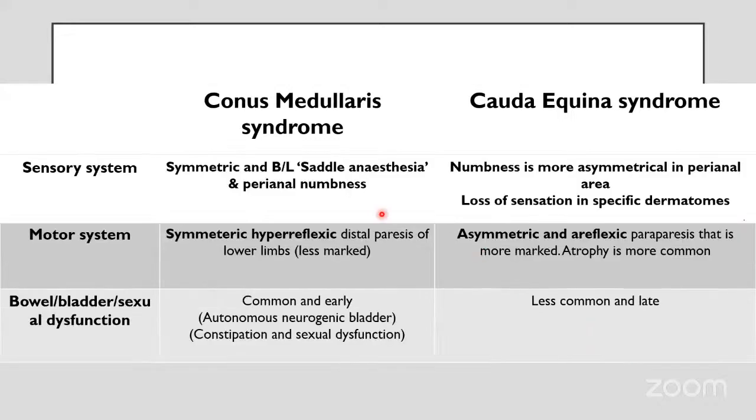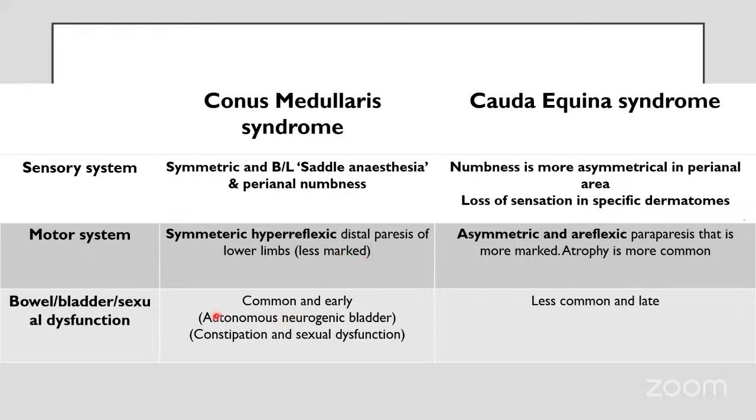There is a bilateral and symmetrical saddle anesthesia and perineal numbness in the conus medullaris syndrome, and the numbness is more asymmetrical in the perineal area in the cauda equina syndrome. And there might be specific dermatomal loss of sensation, especially in the lower limbs. There is asymmetric and areflexic paraparesis and marked atrophy in cauda equina syndrome, and there is a symmetric hyperreflexic distal paresis of lower limbs, which is less marked, in conus medullaris syndrome.